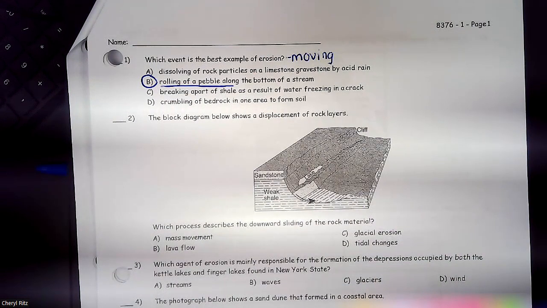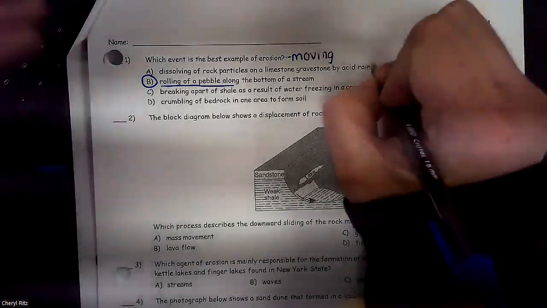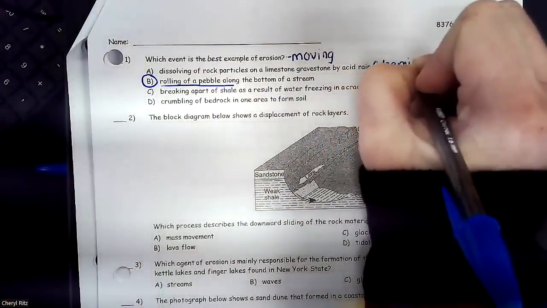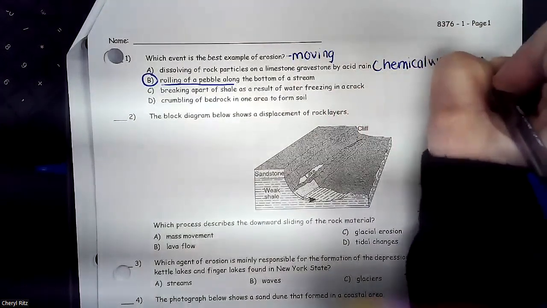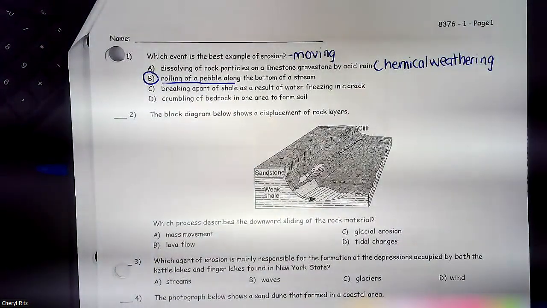Quick review. Answer A, dissolving of rock particles on limestone gravestone by acid rain. What is that an example of? Which is, keep going. Chemical weathering. This is chemical weathering. Does anybody remember the fancy name for acid rain weathering? Carbonation. Good.